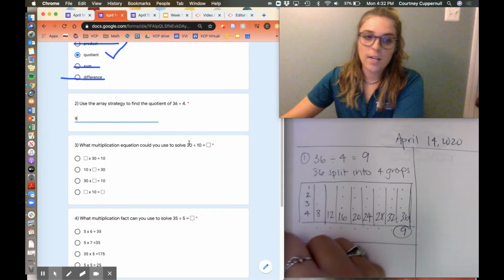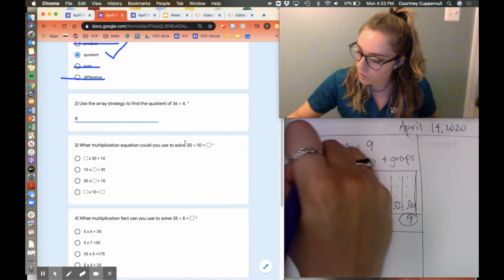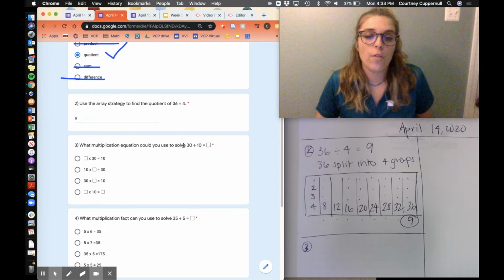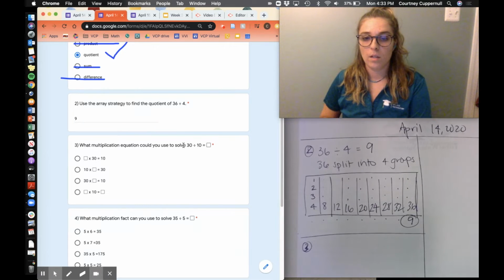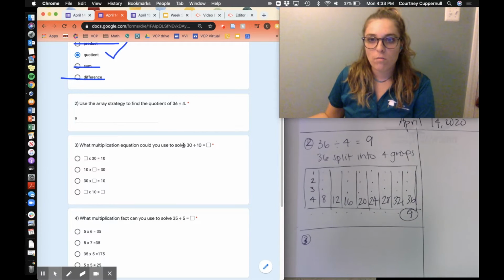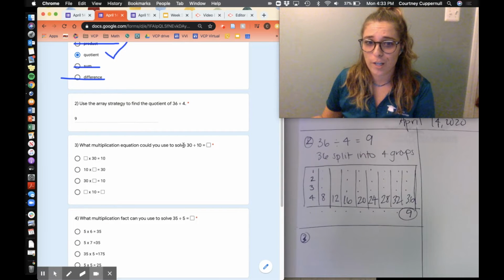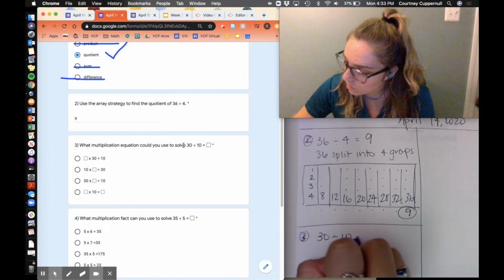This next question here, I guess I'm numbering them wrong. So this should be question 2. This is question 3. What multiplication equation could you use to solve 30 divided by 10 equals box? So let's just go ahead and change it into a multiplication equation and then find the answer that matches our work. Let's rock and roll. So I'm going to write 30 divided by 10 equals box.